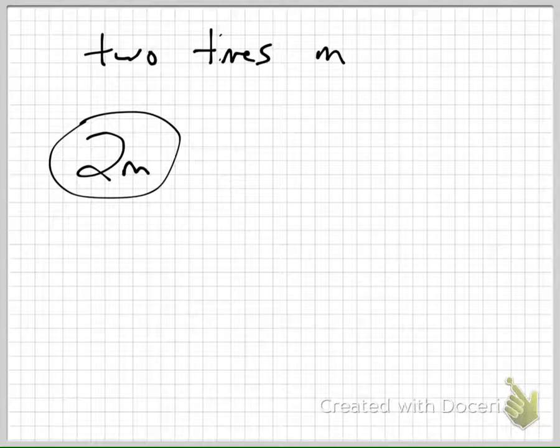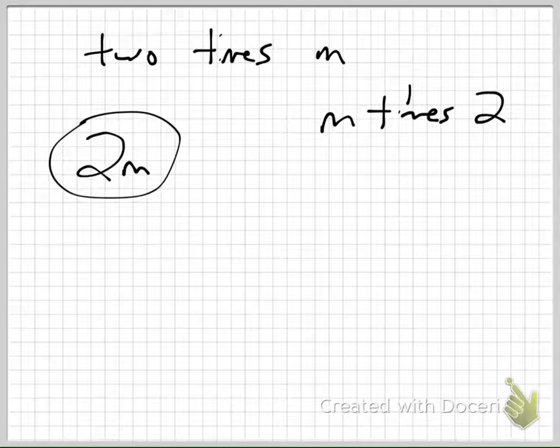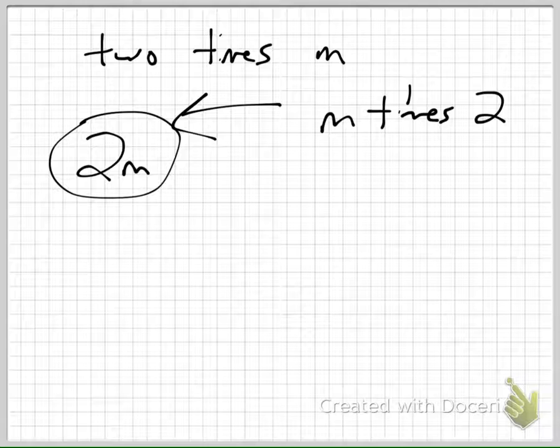What if I said m times 2? Guess how you write m times 2? Still 2m. Why am I allowed to do that? Why am I allowed to just move those things around? Well, what's 5 times 4? What's 4 times 5? So that is an example of what property? Do you remember what it's called?